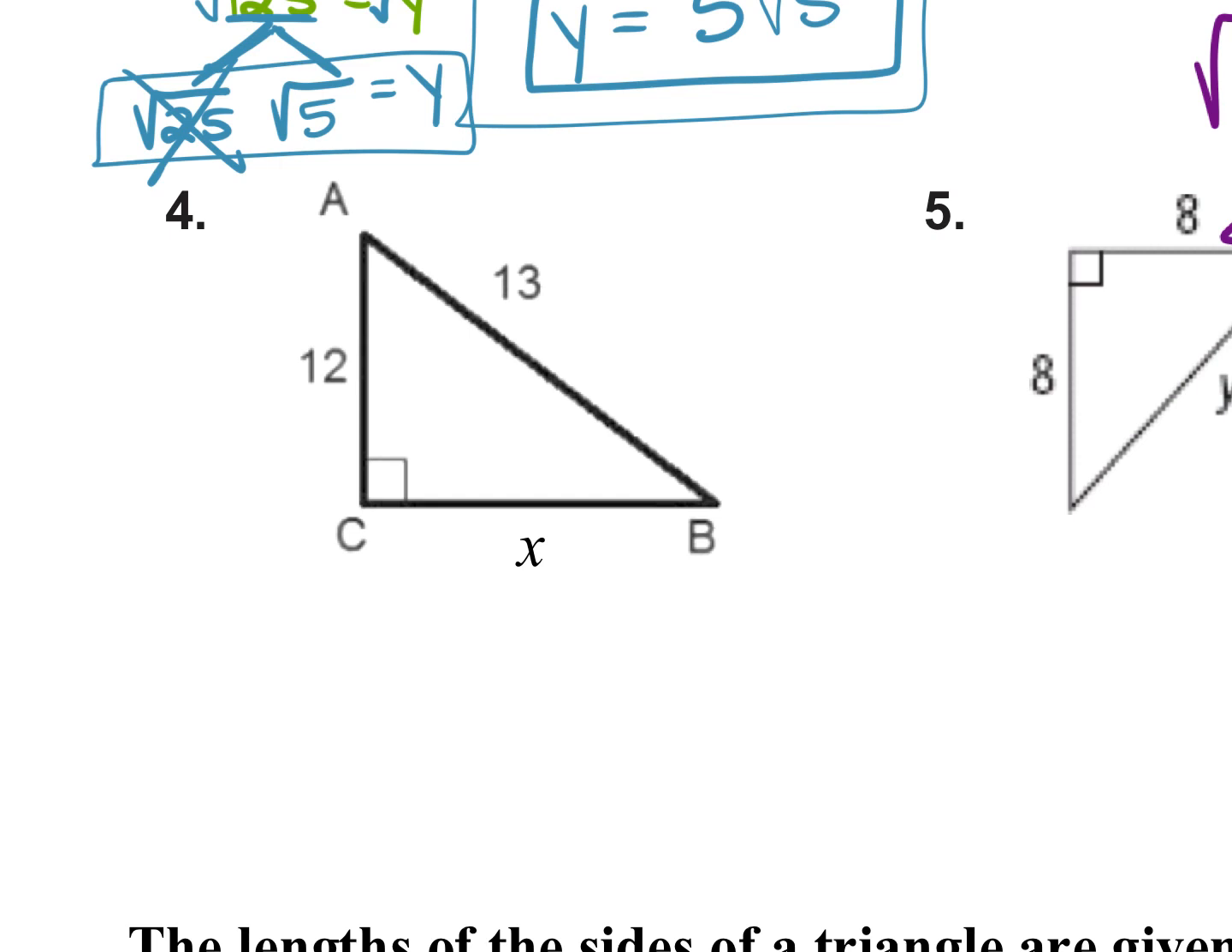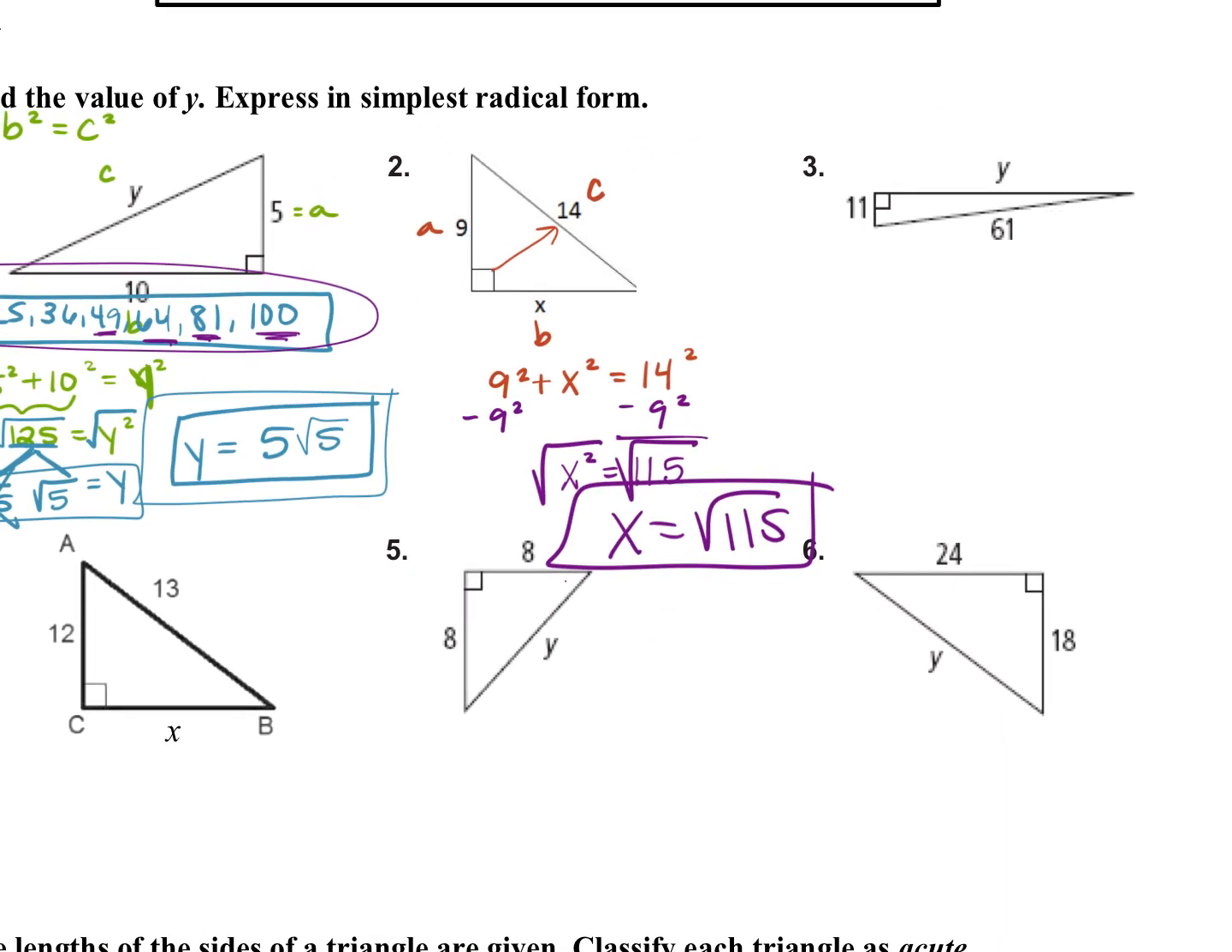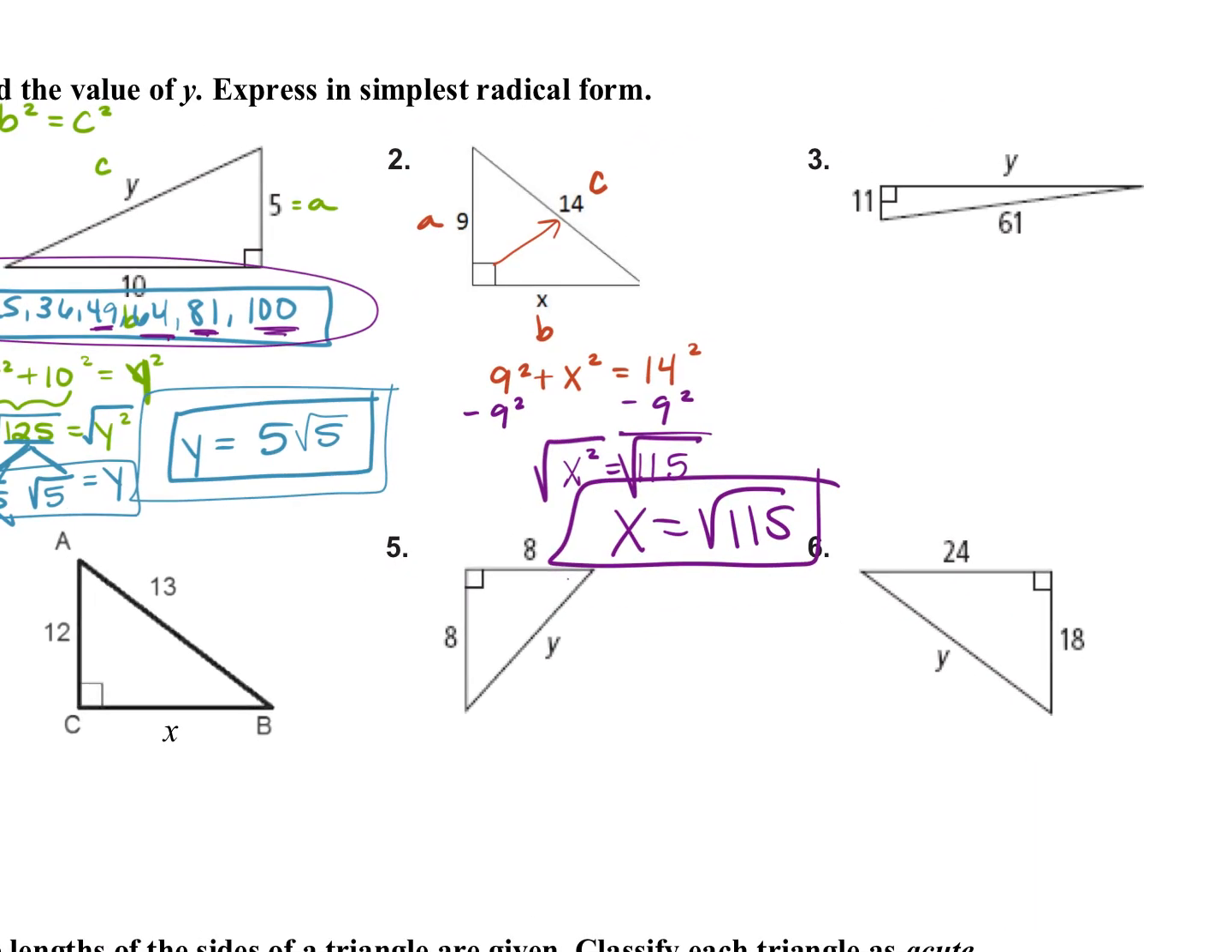Max is confused on how we got to number 4. Did you plug this into your calculator? No, I don't have a calculator. Well, that's the problem. You're supposed to be plugging it in. 14 squared minus 9 squared is 115. So you get x squared equals 115.